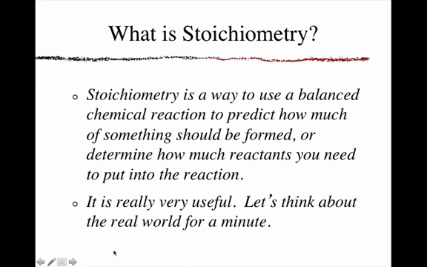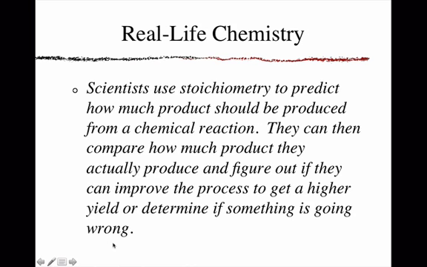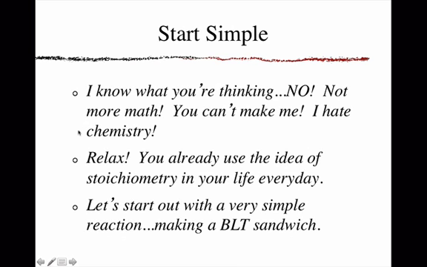It's really a very useful idea and topic, and it's used in the real world all the time. Scientists use stoichiometry to predict how much product should be produced from a chemical reaction. Based on the process or series of steps they've developed, they can figure out whether or not their process is working. What is their percent yield? Is something going wrong because they're not producing as much as they expect? Stoichiometry gets used a lot, especially in the industrial world and the engineering world.